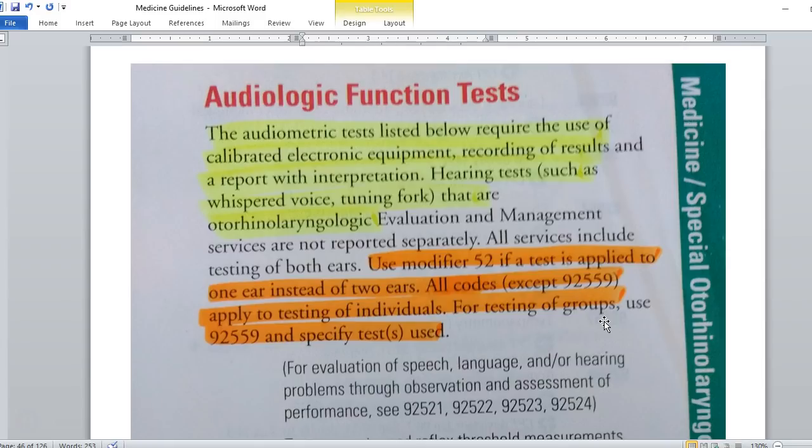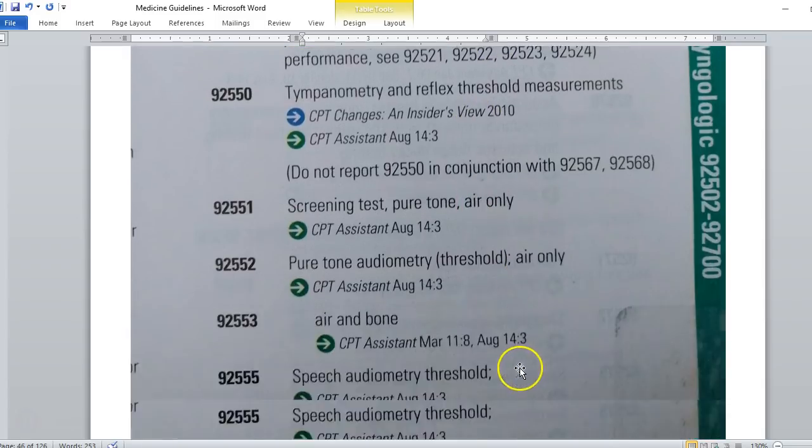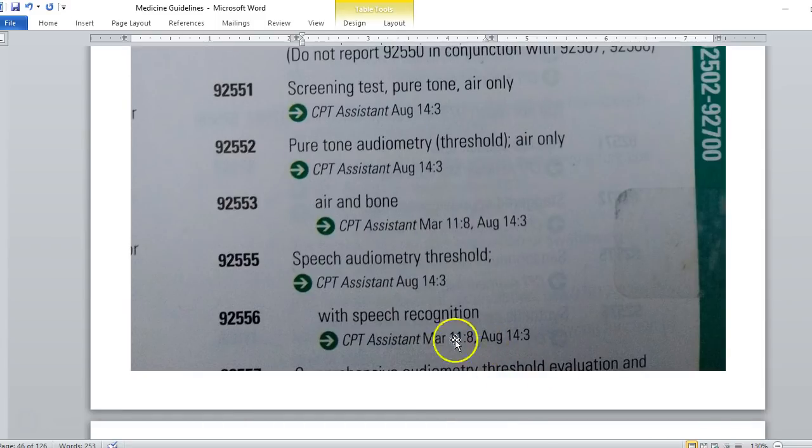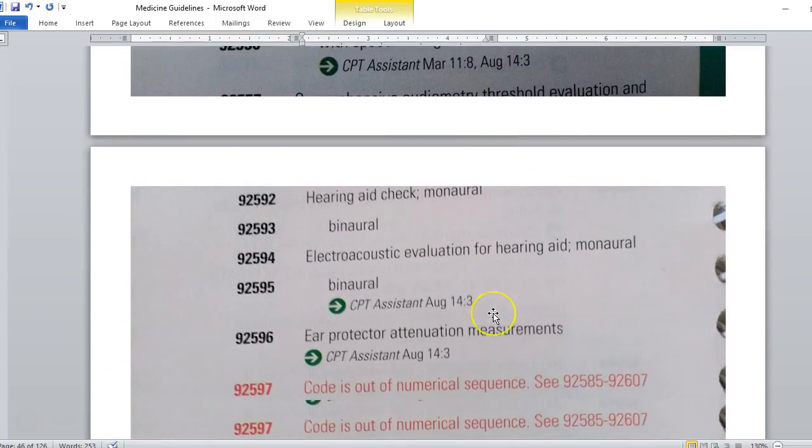All codes except for 92559 apply to the testing of individuals. For the testing of groups, use 92559 and specified tests used. So for instance, most of us should remember putting on the giant headset and having to move our arms when we heard different noises. We did this every few years going from elementary into middle school. And so if there's a group testing like that, we're going to use 92559. And again, what specific type of test are we doing?